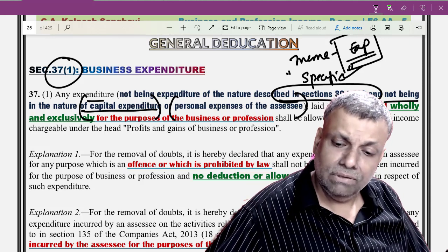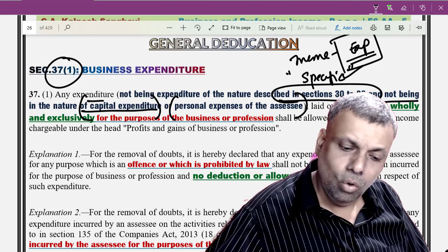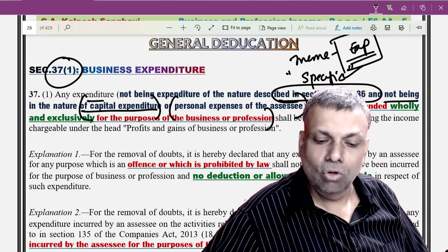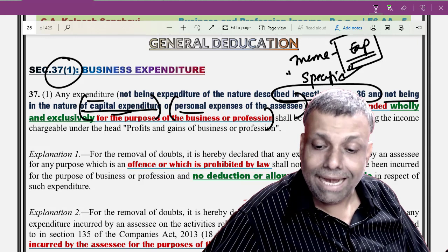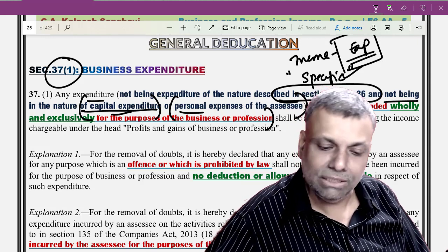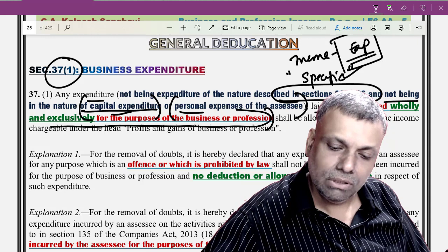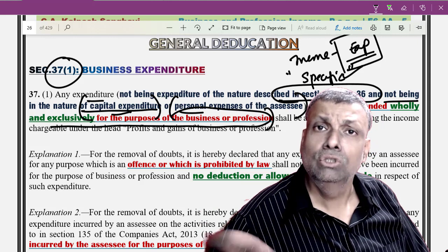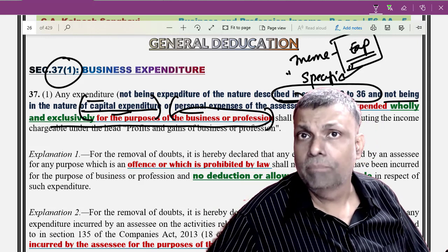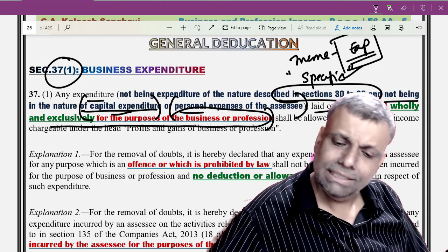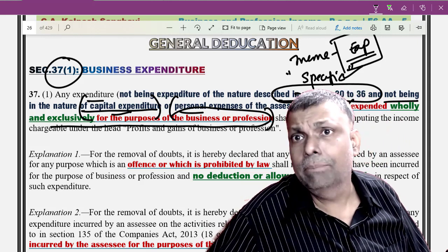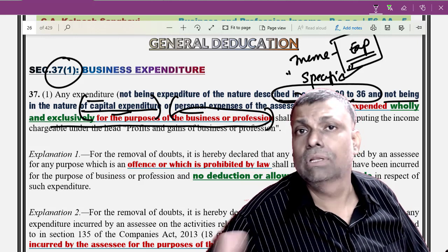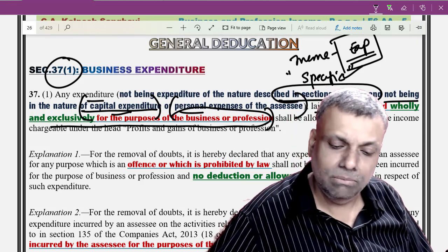Okay, and further laid out or expended wholly and exclusively for the purpose of business and profession. So not being capital, not being personal, and it should have been laid out. That means it should have been expended wholly and exclusively for the business purpose. So the third test is the expenditure should be wholly and exclusively for the business purposes. For example, you have an employee, the employee is working for the business, so it should be an expenditure wholly for the business. You will get the deduction. So that is a concept which should be kept in mind.